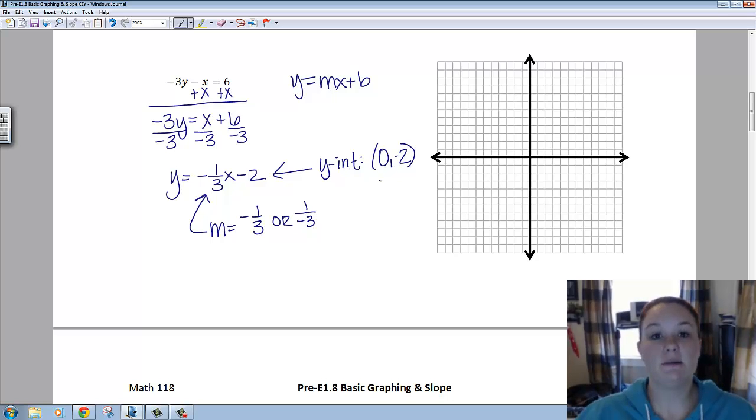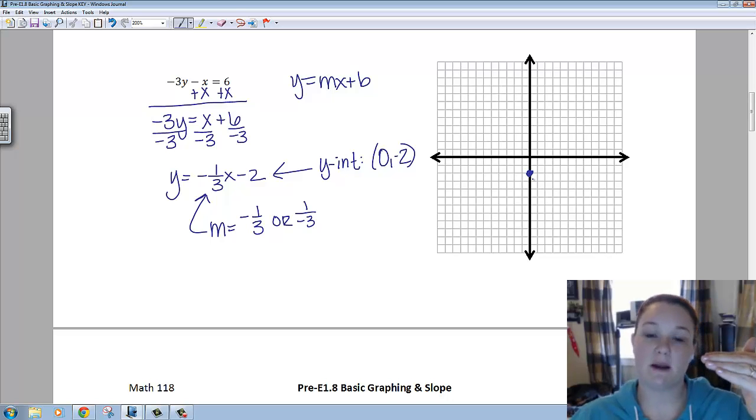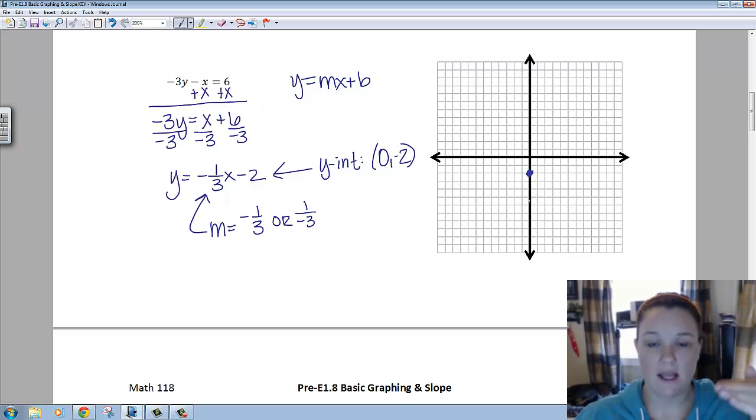So my starting point is my y-intercept, which is 0, negative 2. So I'm going to start here. And then from there, I'm going to use my negative 1/3. If my negative's on top, that means my rise is negative. So I'm going to go down 1 and then forwards 3. Down 1, forwards 3. Or if you wrote your slope with the negative on the bottom, then since my 1 on top would be positive, I would go up 1 and then backwards 3. So from my y-intercept, I could also go up 1 and backwards 3. Up 1, backwards 3.